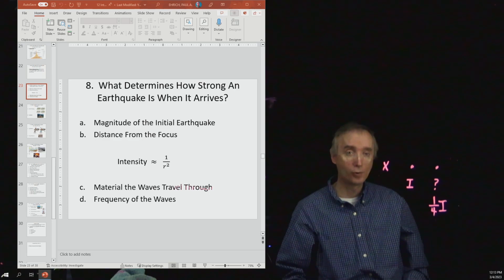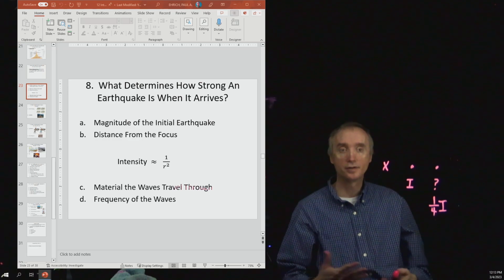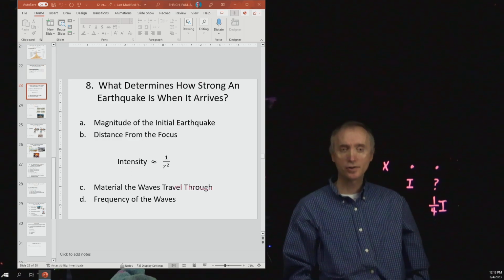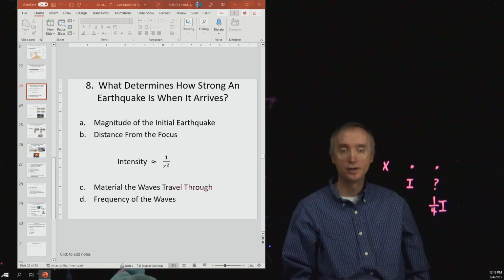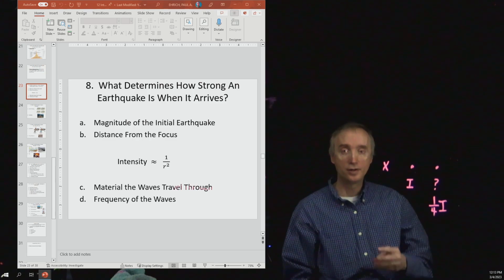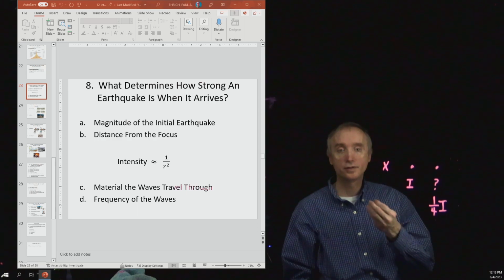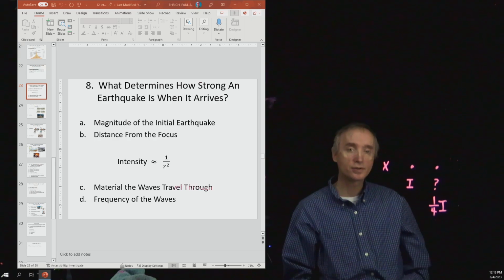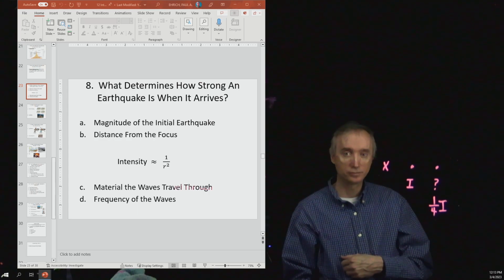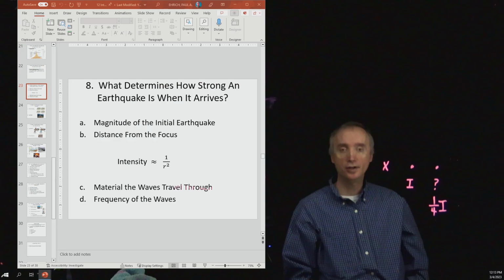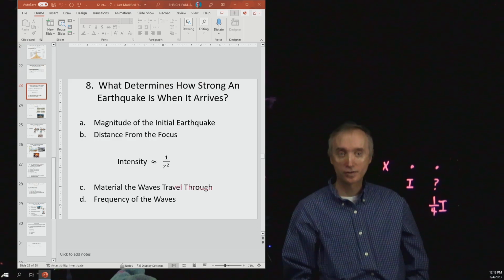So the further away you are from the source of an earthquake, the safer it's going to be. It's also going to depend on the kinds of materials the earthquake is traveling through. Is it traveling through sand, limestone, or granite? Depending on the type of material the earthquake has to travel through, that material will absorb some of the energy. And it also depends on the frequency of the earthquake waves. The higher the frequency of an earthquake wave, the more energy it's able to carry.